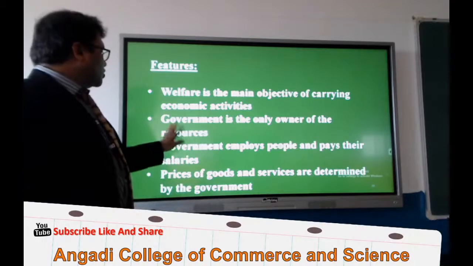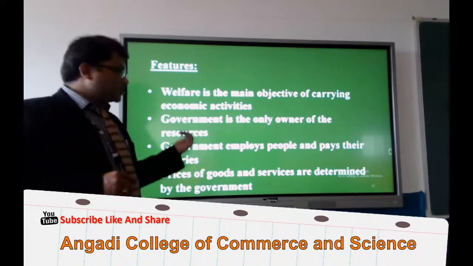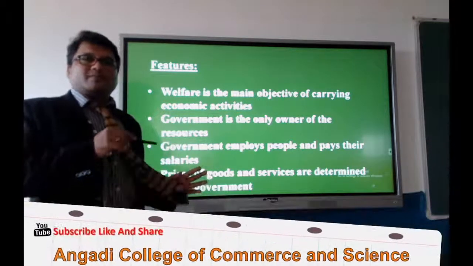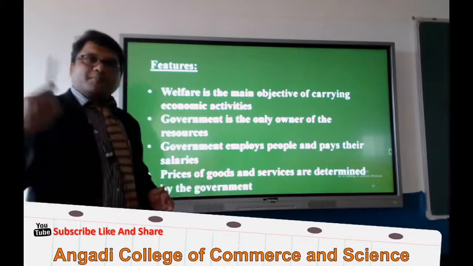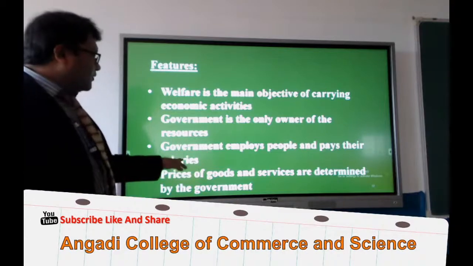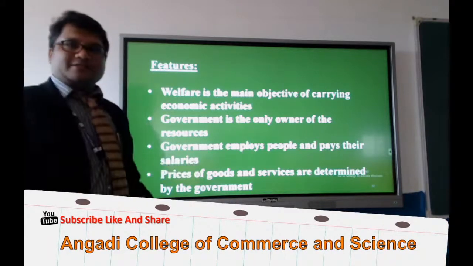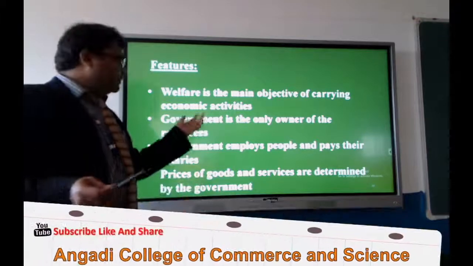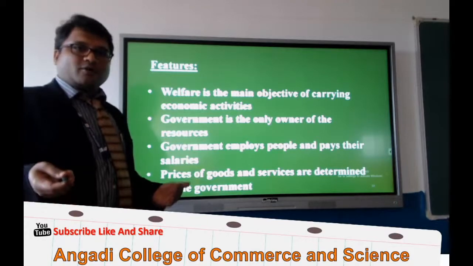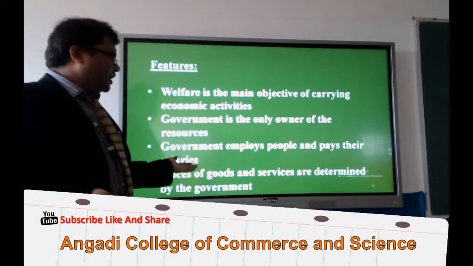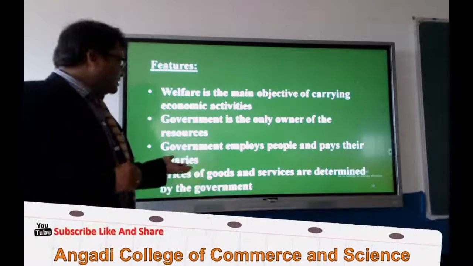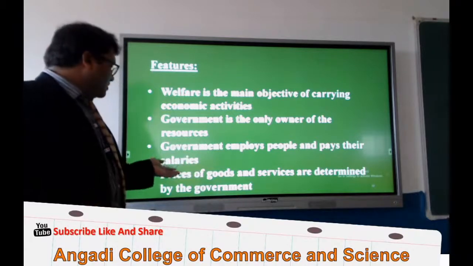Government is the only owner of the resources. In such an economy, government owns and manages most of the companies, most of the major banks or companies. Next, government employs people and pays their salaries. Because, as I said in my previous point, most of the companies are owned and managed by government bodies and government agencies, the government employs the people from the households and pays salaries to those people.